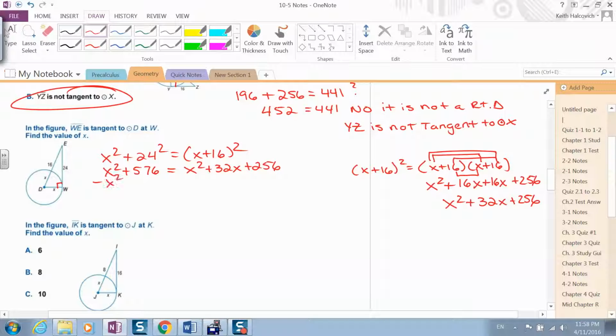You subtract x squared, that gets rid of the squareds. And then you subtract 256. So you get 320 equals 32x. So 10 equals x.